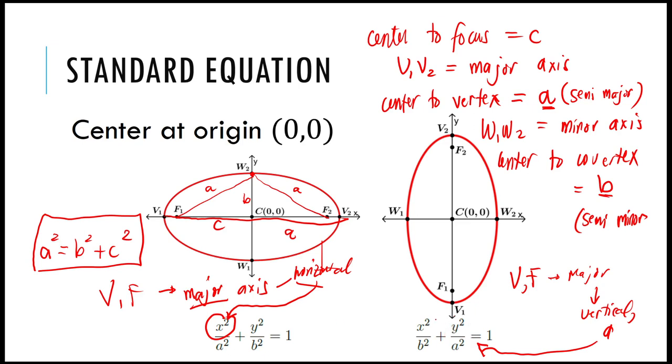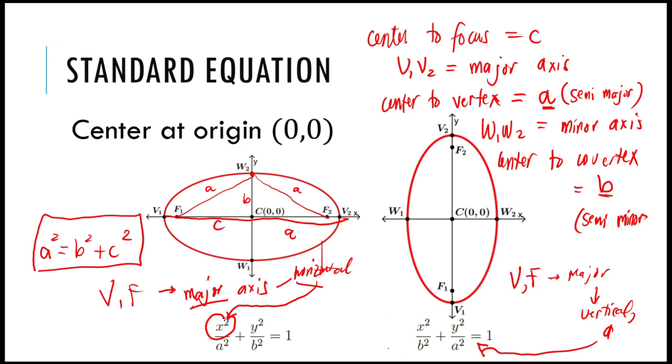Pwede naman actually pagbalikta rin itong equation na to, kasi minsan yung ibang book inuuna lagi yung kung nasaan yung major axis. Sorry, B dapat. Yan. Pero wala namang kaso kasi addition naman siya at parehas naman silang positive lagi para maging ellipse siya. So, okay lang. Parehas lang yung ibig sabihin niya. Basta yun lang naman yung tatandaan natin.